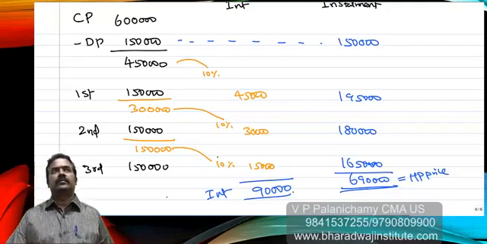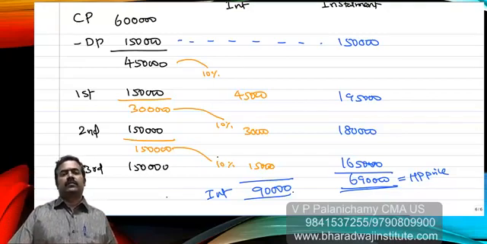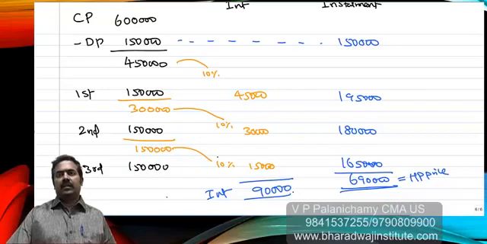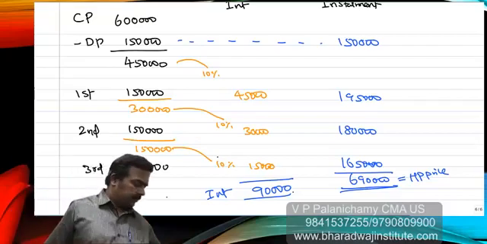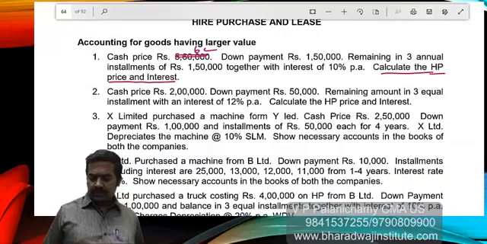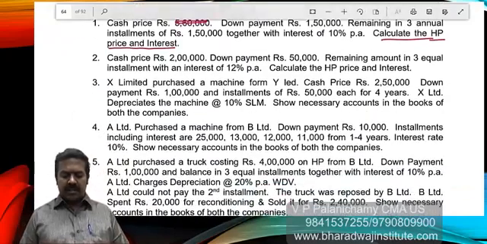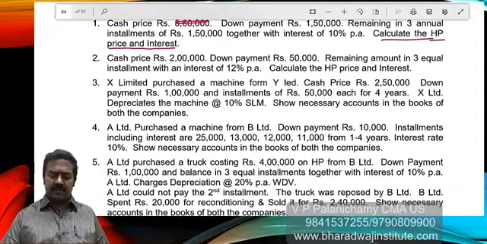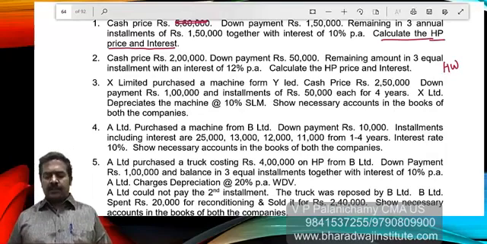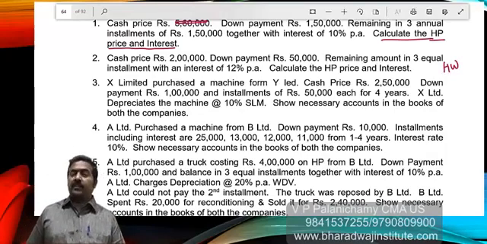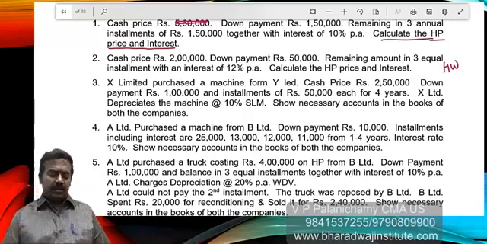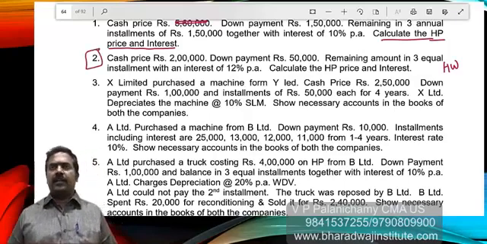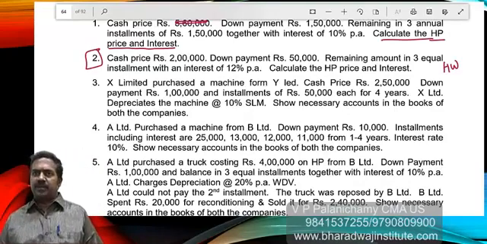Done? Next, which question? Second question you can try. That is in the same style, you can try it at home. Cash price 2 lakhs, down payment 50,000, remaining in 3 equal installments with 12% per annum. Nothing new to learn in this. It is just a repetition of what we have learned in the example and first question.